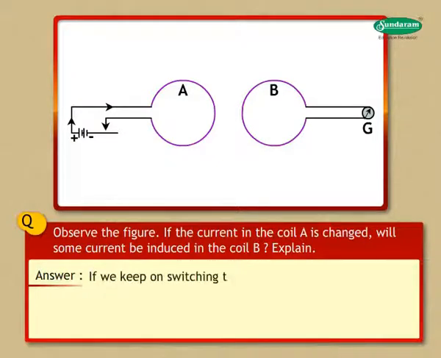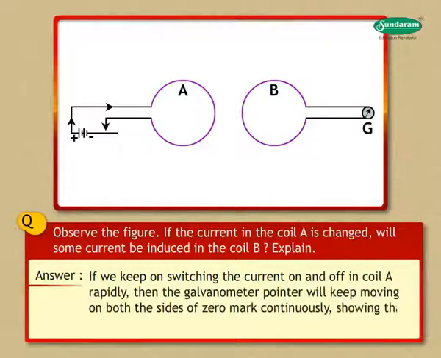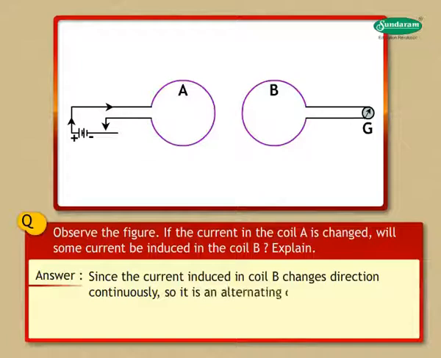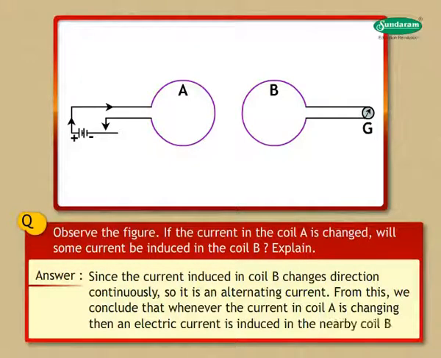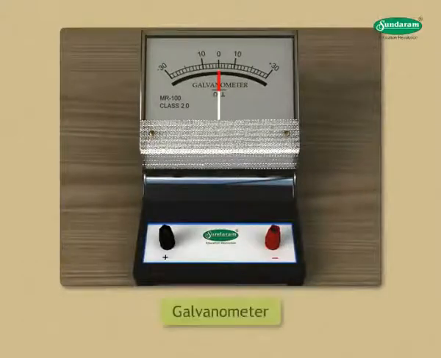If we keep on switching the current on and off in coil A rapidly, then the galvanometer pointer will keep moving on both the sides of zero mark continuously, showing that a continuous current is induced in coil B. Since the current induced in coil B changes direction continuously, it is an alternating current. From this, we conclude that whenever the current in coil A is changing, then an electric current is induced in the nearby coil B. A very useful application based on the principle is the galvanometer.